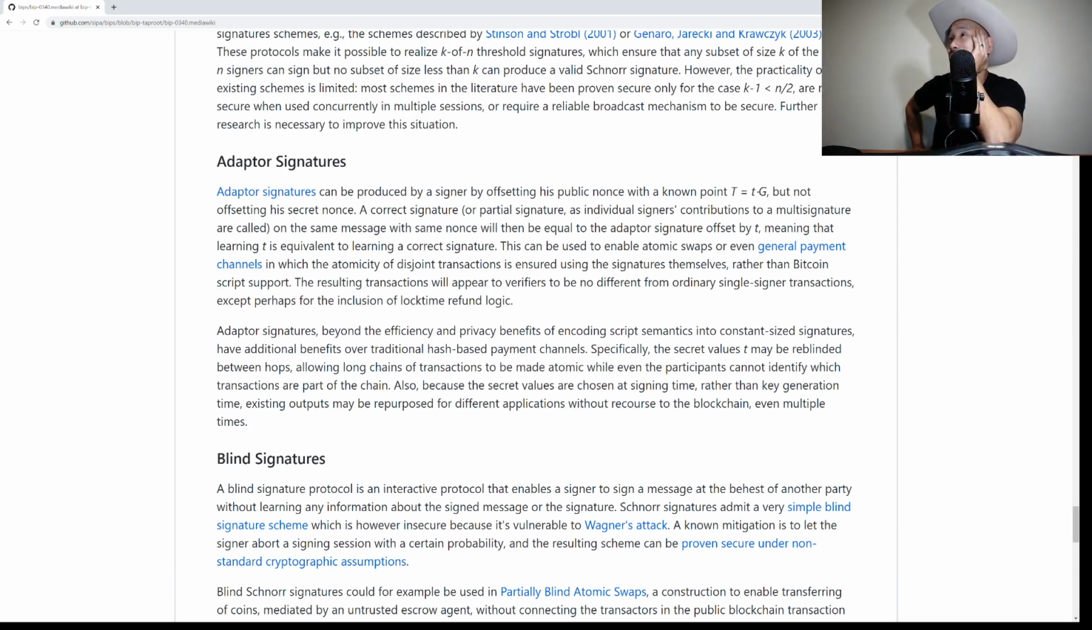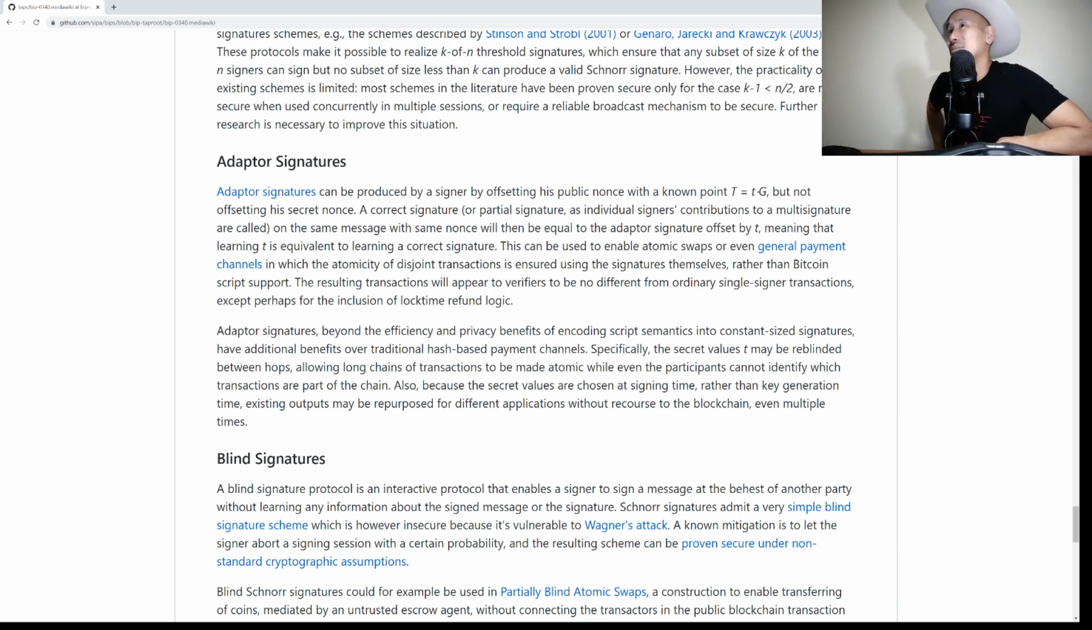The resulting transactions will appear to verifiers to be no different than ordinary single signer transactions, except perhaps for the inclusion of lock time refund logic. So adapter signatures basically allow you to do multi-sig and basically reveal t. Right now, the way channels are opened and closed requires you to show the hash of something, and then you show the pre-image when you're updating and so on. You could do that at the signature level by holding back this t, which is added to everything else.